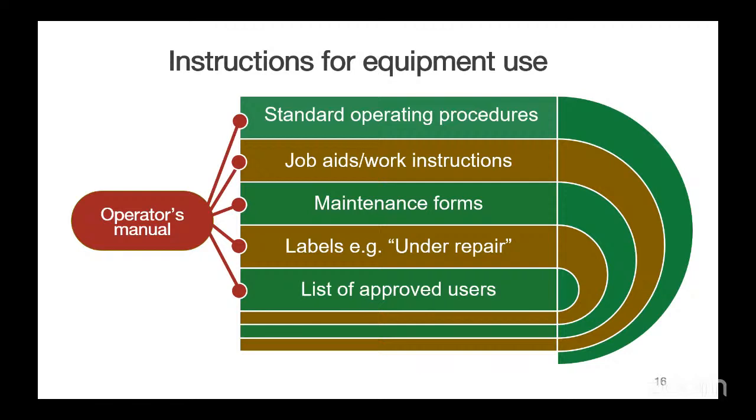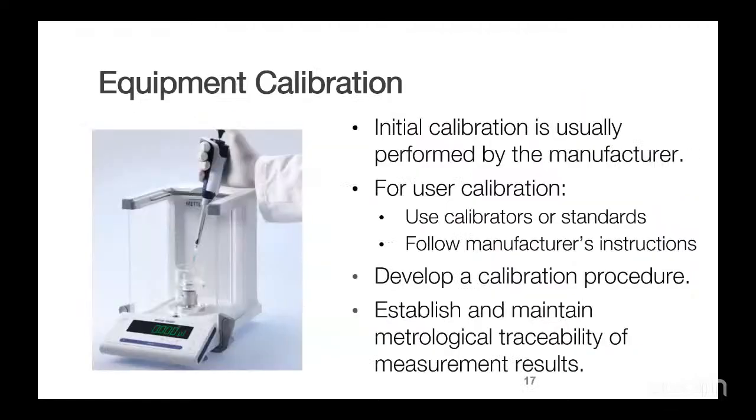We know we have big equipment and small equipment. Those are two categories of equipment in the lab. Labels, under repair, and a list of approved users for that equipment also need to be available. Now, next is equipment calibration. So that is the third aspect of it.